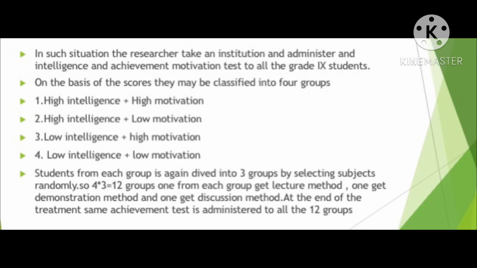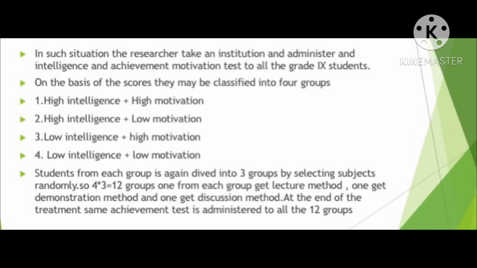In such a situation, the researcher takes an institution and administers an intelligence test and an achievement motivation test to all the grade 9 students. Here he is administering two types of test: one is the intelligence test and another one is the achievement motivation test, to all the ninth standard students. Then on the basis of the scores, students are classified into 4 groups. Which are the 4 groups? High intelligence and high motivation group, high intelligence and low motivation group, low intelligence and high motivation group, low intelligence and low motivation group. Students from each group are again divided into 3.